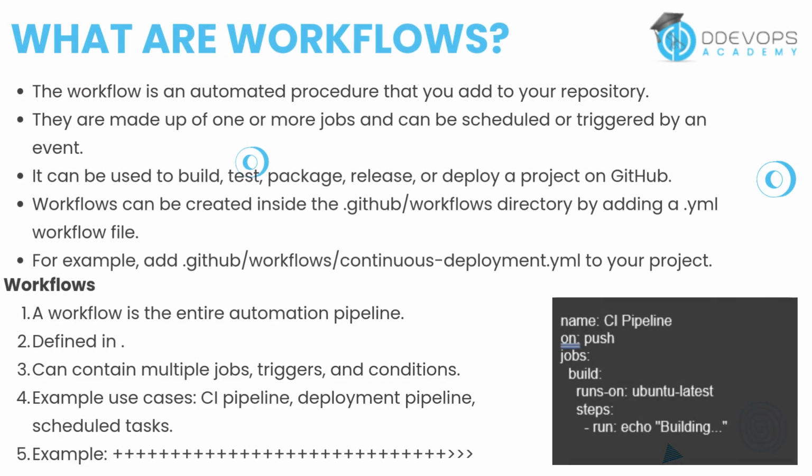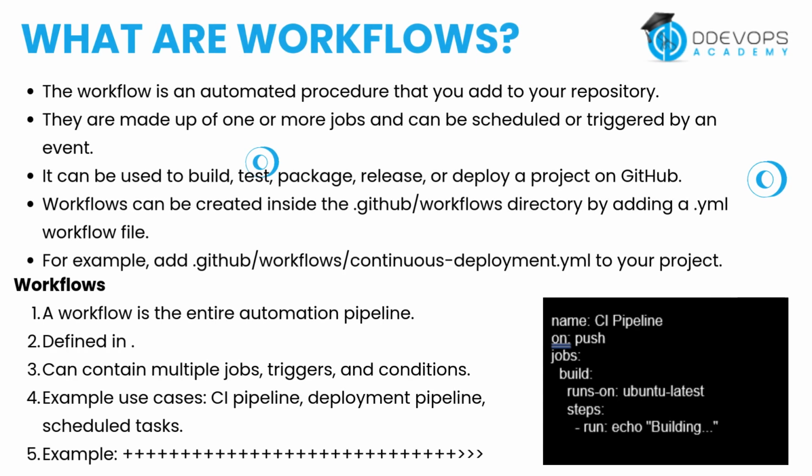Now let's talk about workflows. In GitHub Actions, a workflow is your full automation pipeline. It's defined in a YAML file inside the .github/workflows directory. Workflows can include multiple jobs, triggers, and conditions, and they're perfect for CI/CD deployments or scheduled tasks. For example, this simple workflow runs a build job every time code is pushed. It's the backbone of automation in GitHub.